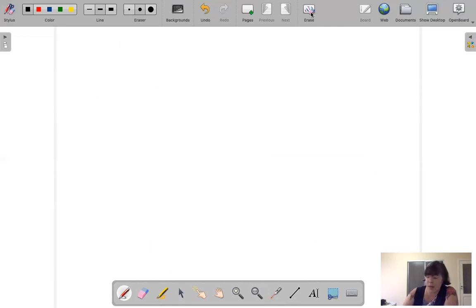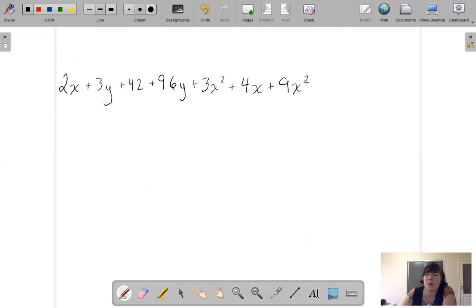Okay, let's do another one. Let's say 2x plus 3y plus 42 plus 96y plus 3x squared plus 4x plus 9x squared plus 27y plus 10 equals, let's say m equals m.